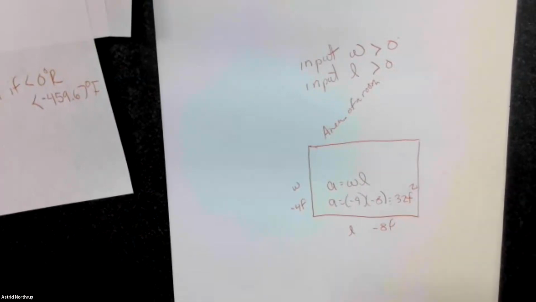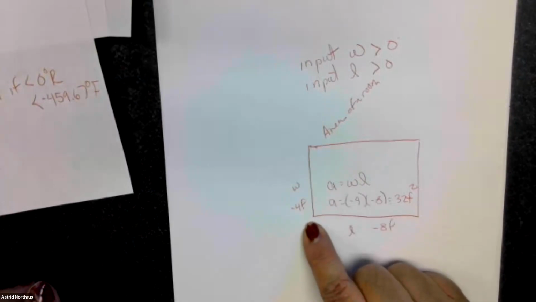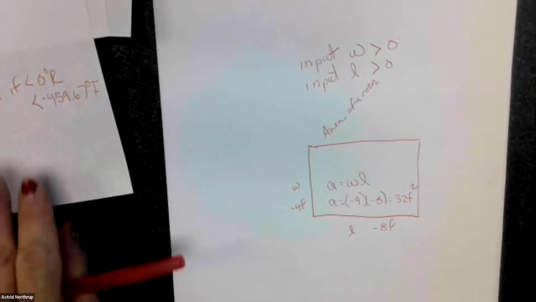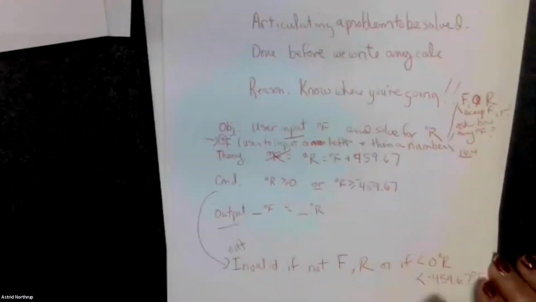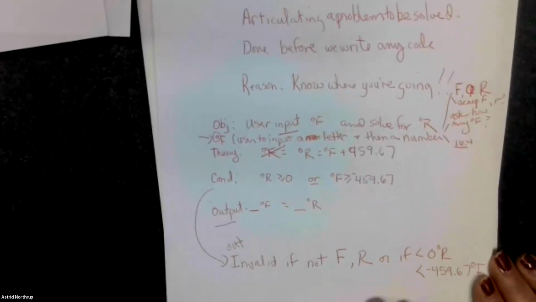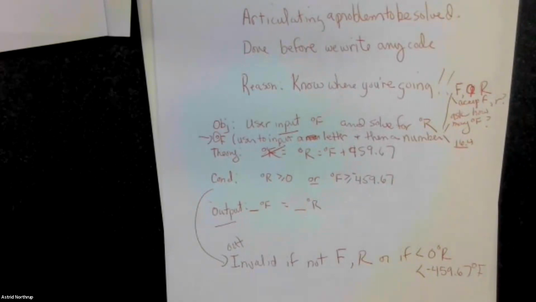It just happened. There is no such thing as a negative width. There's no such thing as a negative length. So you're violating something in the real world. So even though it's not as common to us, it's the same thing with temperature. There's no way you can go below that. So, Garrett, does that make sense?